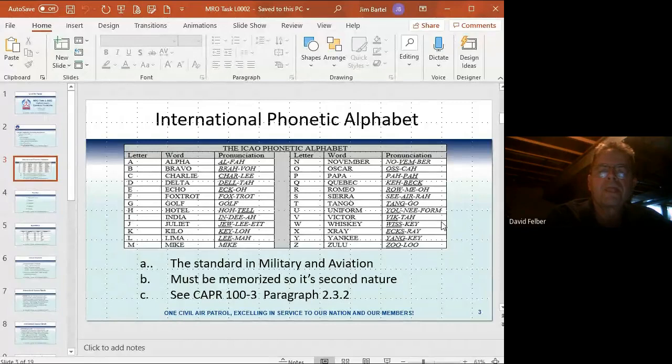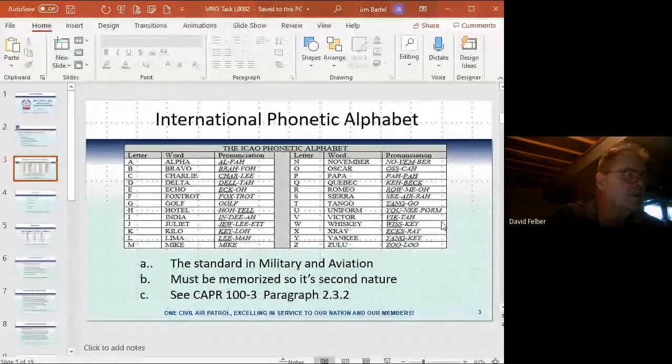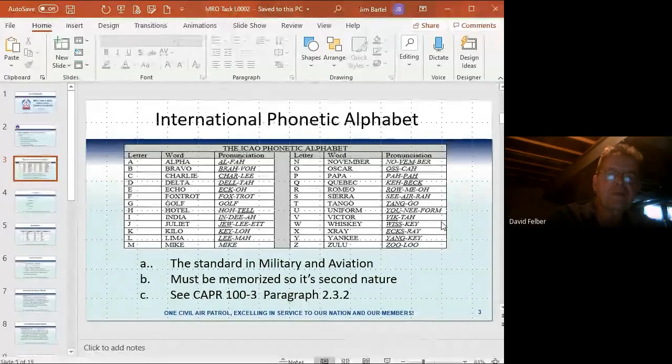The International Phonetic Alphabet, CAPR 100-3, paragraph 2.3.2. So if you're at a function and there's a radio in front of you, it would be good to have a copy of this chart in front of you. You're going to find there's several helpful hints in the regulations. In addition to that pad of paper, have a copy of the phonetic alphabet in front of you.